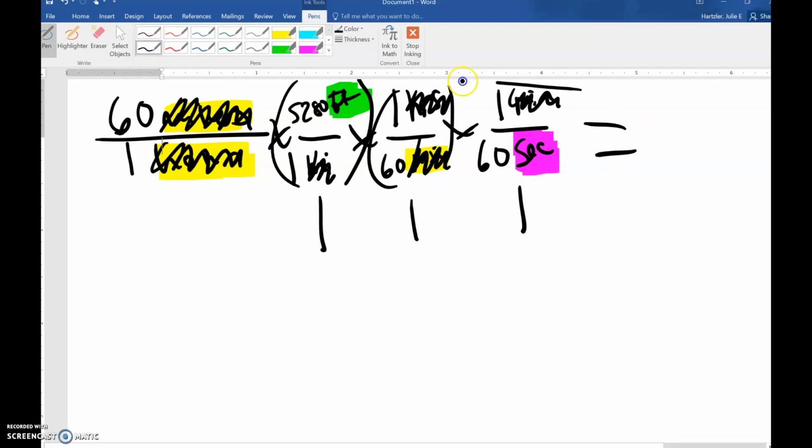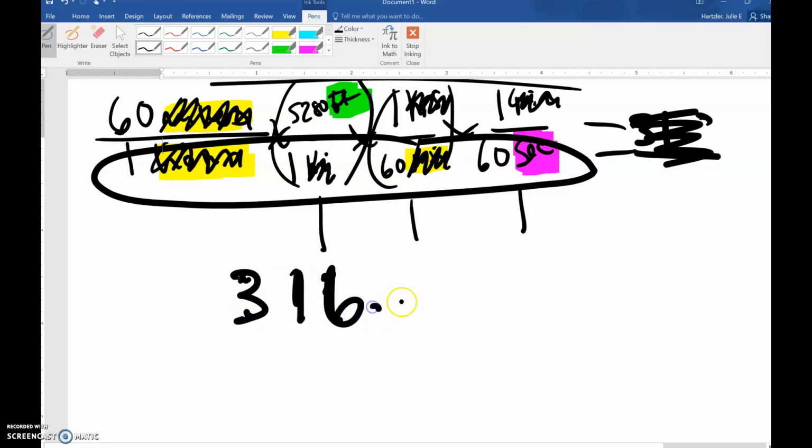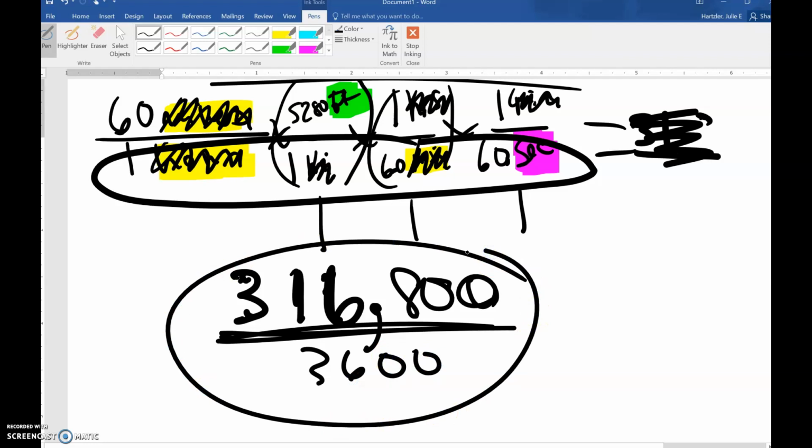Then everything on top gets multiplied, everything on bottom gets multiplied, and then you divide. So let me write it over here. On top in the numerator, 3, 1, 6. Why is my pen acting up? Let me try a smaller one here. 316,800. Divided by, and then on bottom, when I take this times 1, the ones don't really make a difference. I get 3,600. Okay, so divide those on your calculator, and you should get approximately 88 feet per second, which is what our goal was.